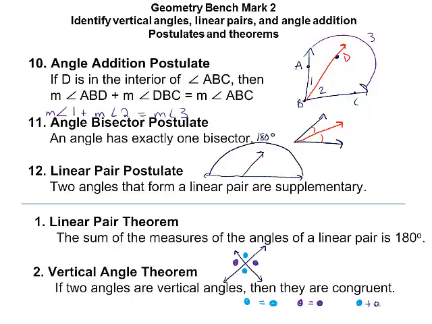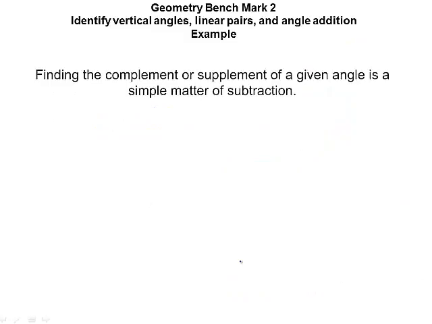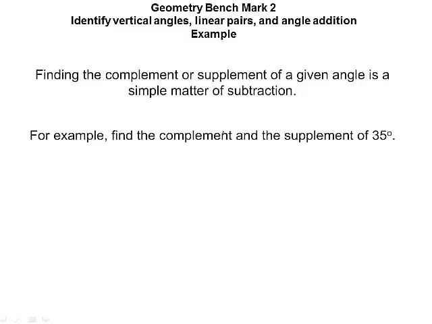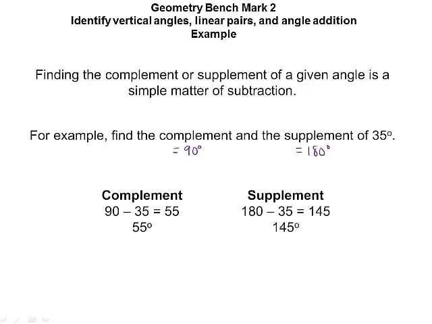And then blue plus purple will equal 180 because that's part of my linear pair theorem. Okay. If we want to find a complement or supplement, we subtract. So if I want to find the complement and the supplement of 35, the complement is equal to 90 degrees, so I take 90 minus 35 and I get 55. And the supplement is equal to 180 degrees, so I take 180 minus 35 and I get 145.